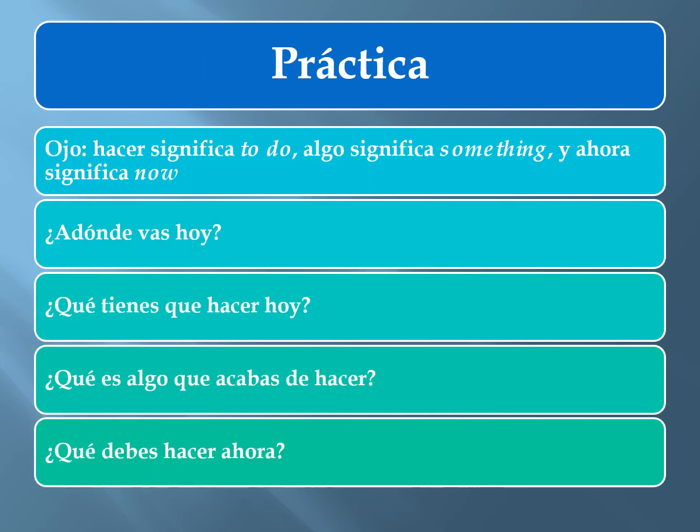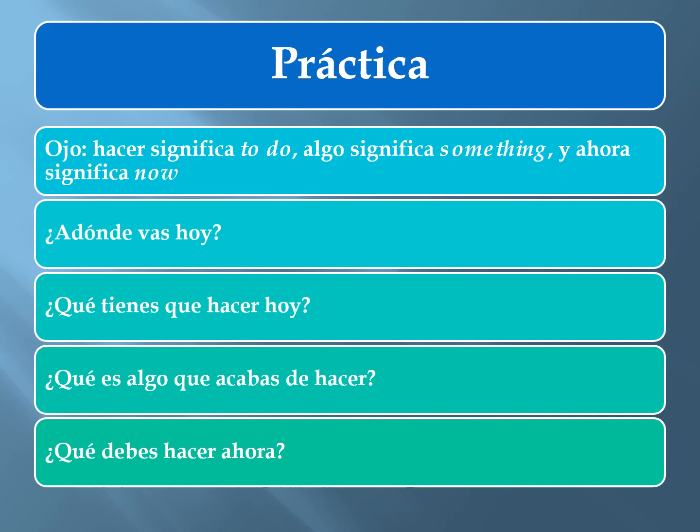All right, let's give a practice here. And a couple words to keep in mind: hacer is to make or to do. Algo is something. Ahora is now. So see if you can figure out how you could answer these in a sentence, and you can work with a partner, or you can write it down on a piece of paper, and then I'll give you some sample sentences in just a moment. ¿A dónde vas hoy? ¿Qué tienes que hacer hoy? ¿Qué es algo que acabas de hacer? ¿Qué debes hacer ahora?